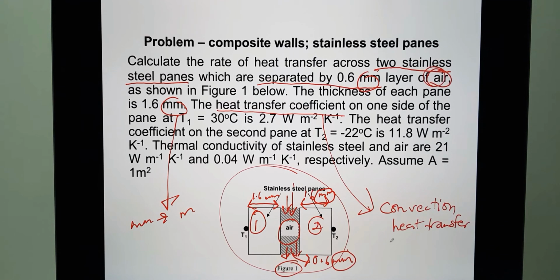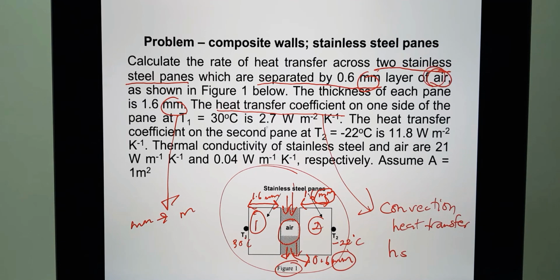And it is being denoted by HS. Okay, so at T1 is 30 degrees Celsius. Alright, the HS1 is 2.7 watt per meter square Kelvin, and the heat transfer coefficient on the second pane, T2, the temperature is at negative 22 degrees Celsius.